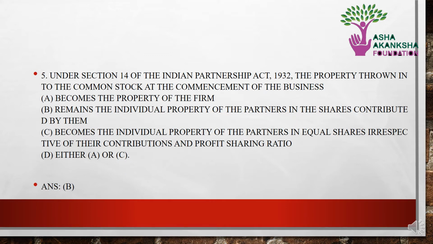The next question is: under Section 14 of the Indian Partnership Act 1932, the property thrown into the common stock at the commencement of the business becomes A, the property of the firm, B, remains the individual property of the partners in shares contributed by them, C, becomes the individual property of the partners in equal share irrespective of their contributions and profit sharing ratio, or D, either A or C. The correct answer to this question is option B, that is, the property thrown into the common stock at the commencement of the business remains an individual property of the partners in shares contributed by them.